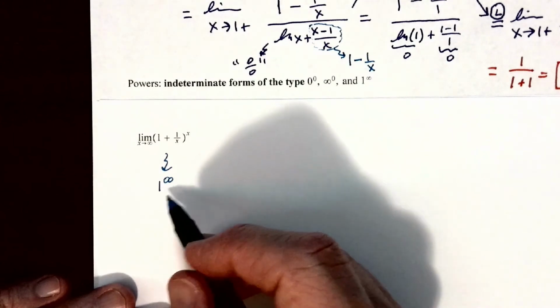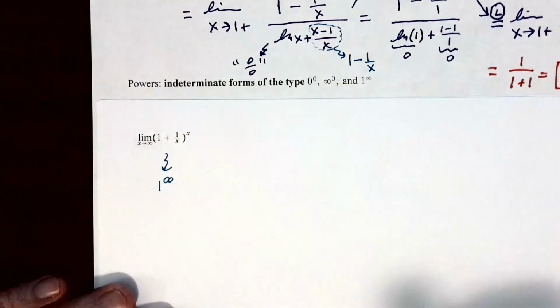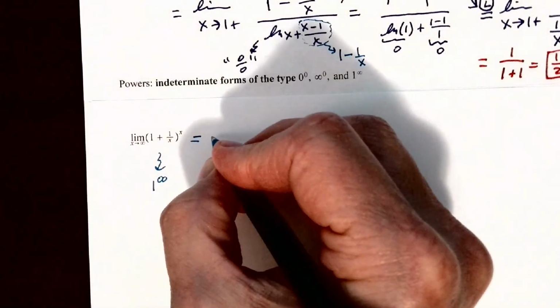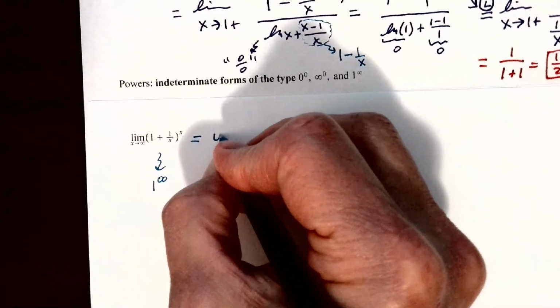So is the limit 1? Is it infinity? Is it something else? Is there a compromise, so to speak, here? Well, remember what we're going to do. We're going to just say, let this be equal to y.